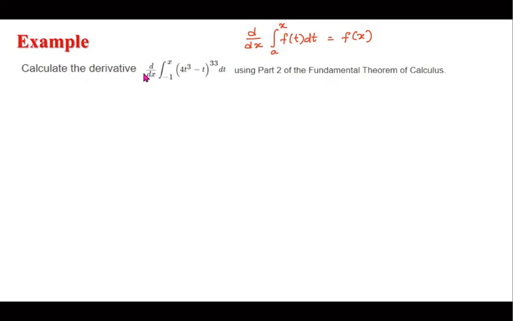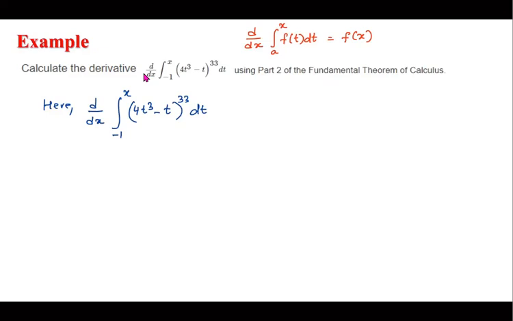So here we have the derivative with respect to x of the integral from negative 1 up to x of 4t cubed minus t raised to 33 dt.